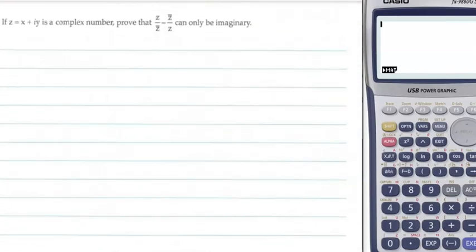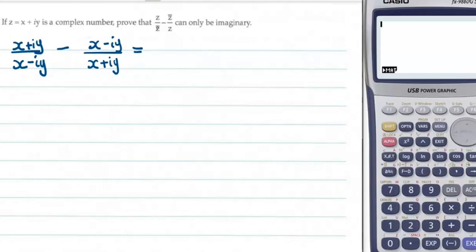Okay, part D, we've got z is x plus iy. Prove that this can only be imaginary. So we have only one option here. We put x plus iy in for z, and we hope that it turns out to be only imaginary. So on the bottom of this fraction, we've got the conjugate. So instead we'll write x minus iy, and we're going to subtract the conjugate, x minus iy, over z.